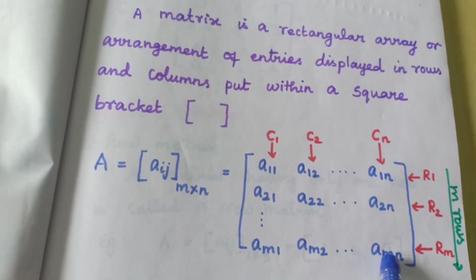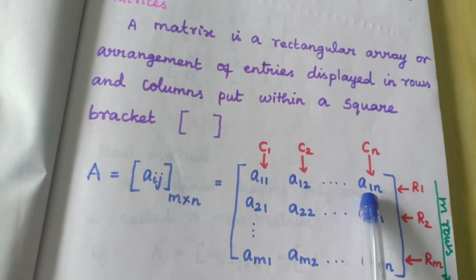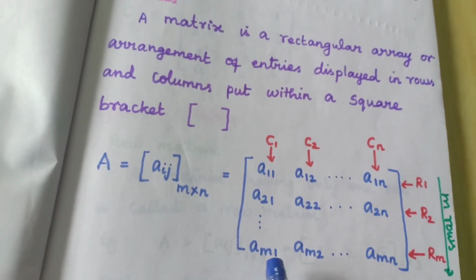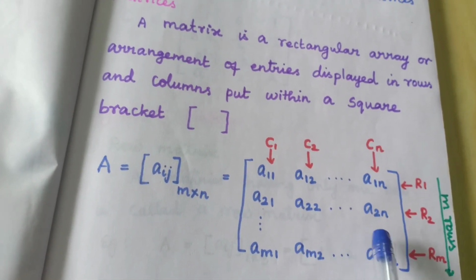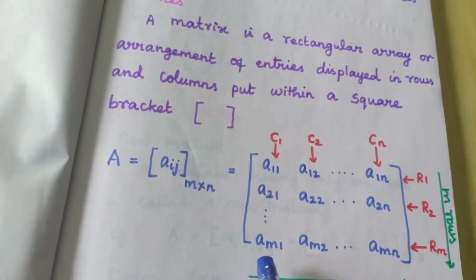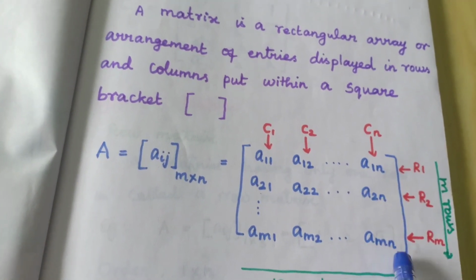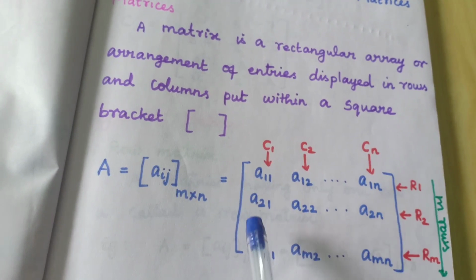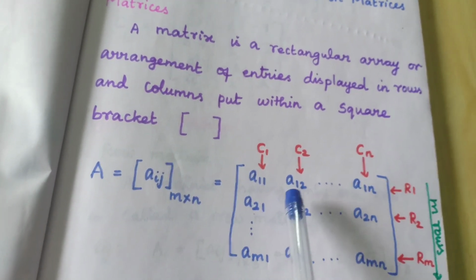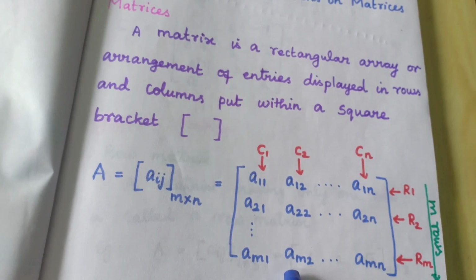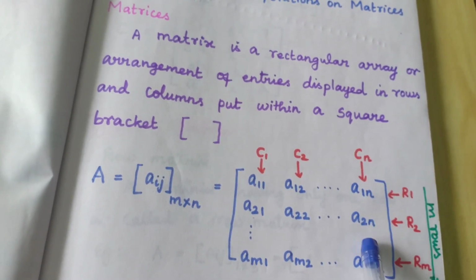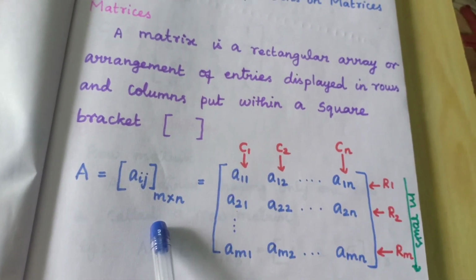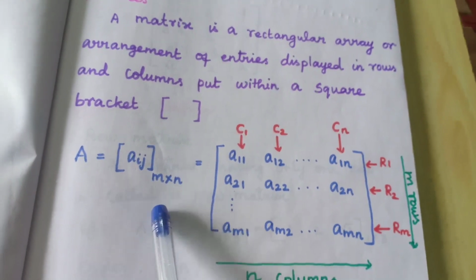A11, A12, A1n is the first row, A21, A22, A2n is the second row, A31, A32, A33, A3n third row, AM1, AM2, etc., AMN is the mth row. And column-wise: A11, A21, etc., AM1 is column 1, A12, A22, AM2 is column 2, A1n, A2n, AMN is the nth column. So A is a matrix which has m rows and n columns.